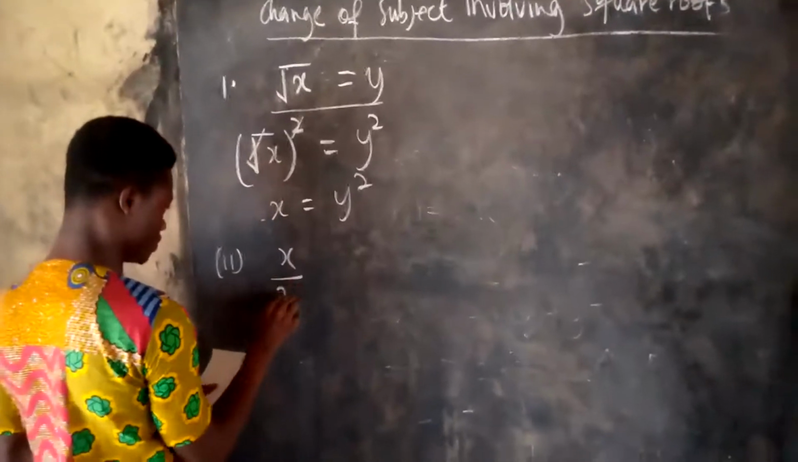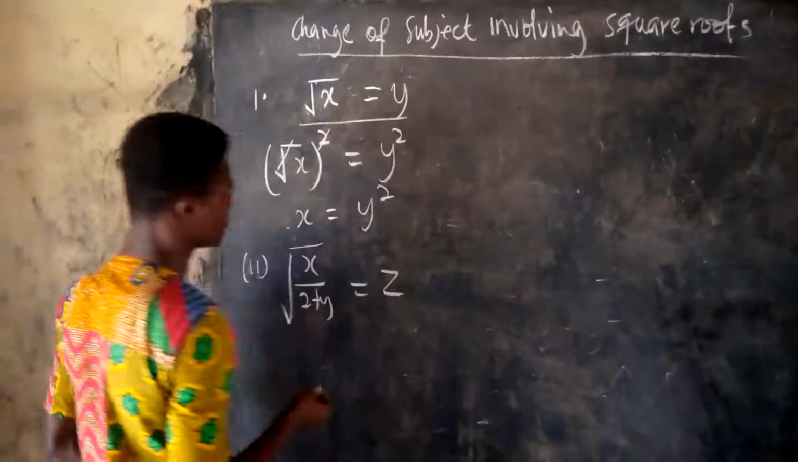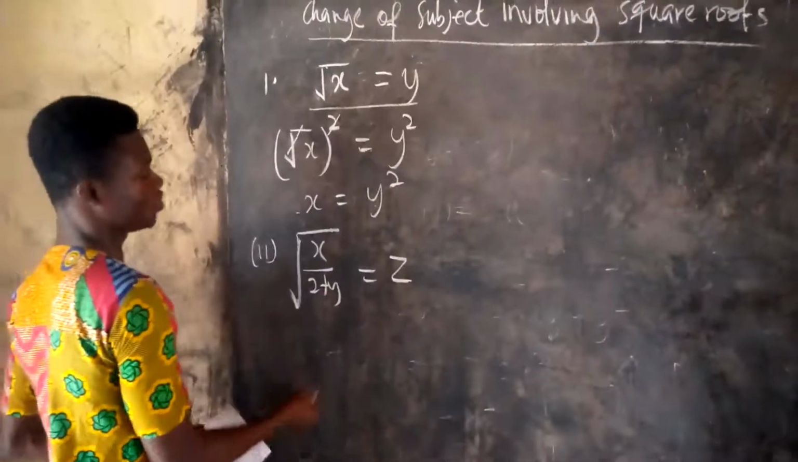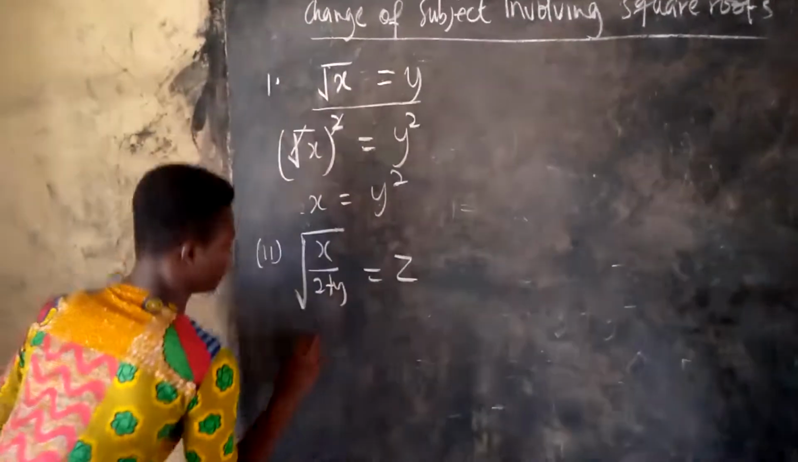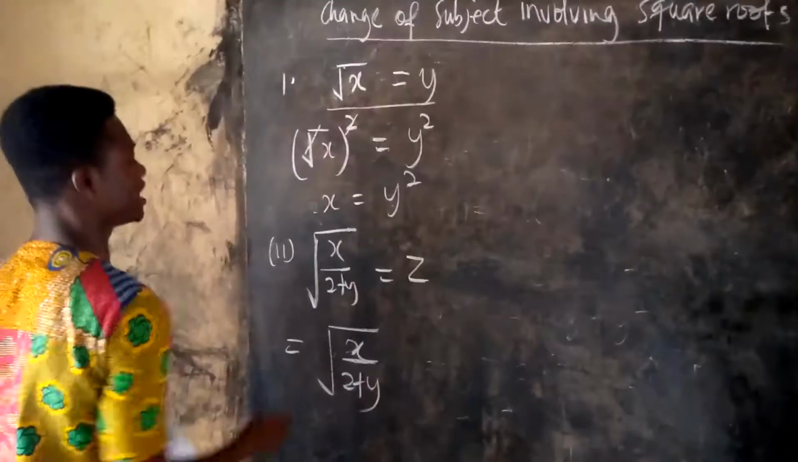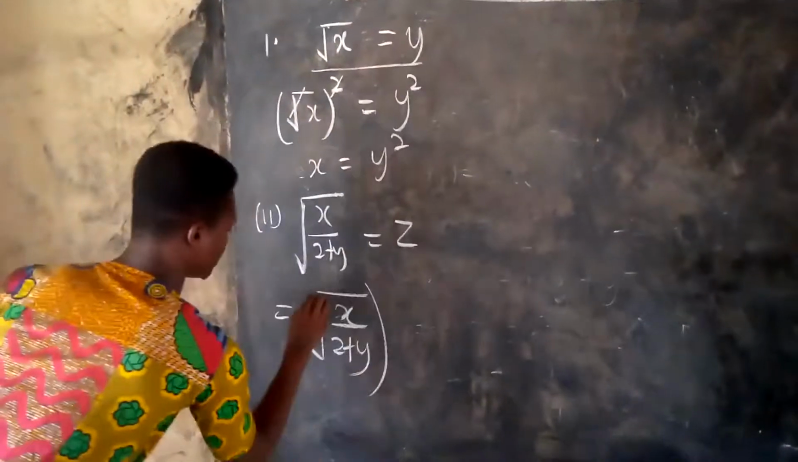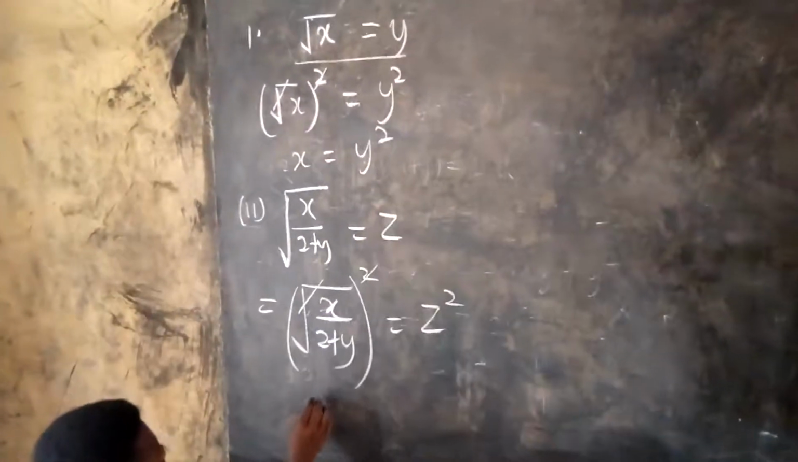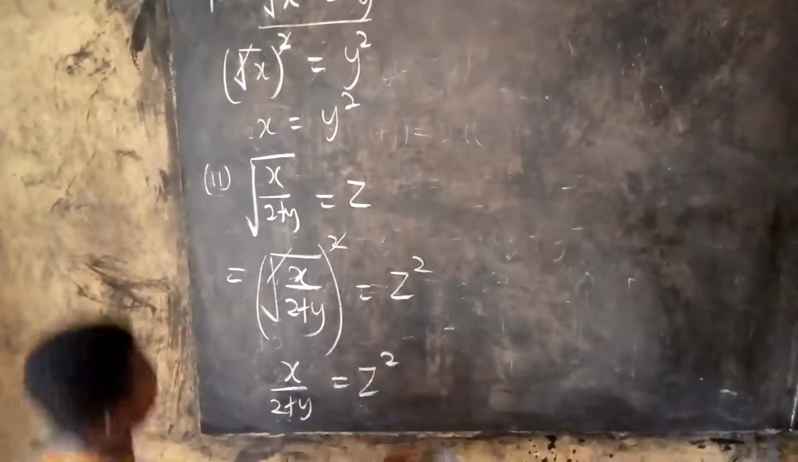x on 2 plus y, all under the root, is equal to z. This one too, if you want to eliminate the square root, all you need to do is to square both sides of the equation. One thing you should know is that the square root is covering the whole of x over 2 plus y. So you square this side and then you square this side too. The 2 will do away with the square root and you have x on 2 plus y equal to z squared.